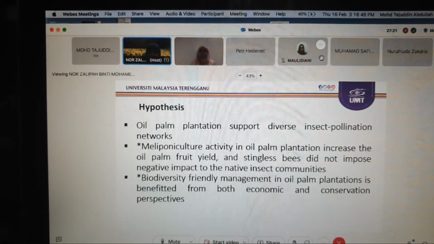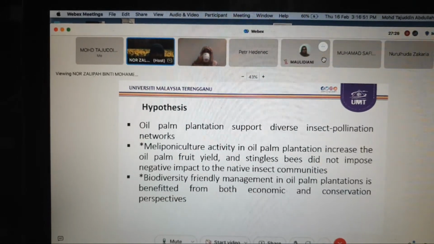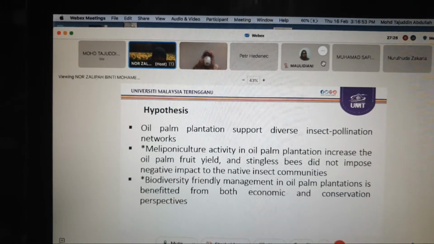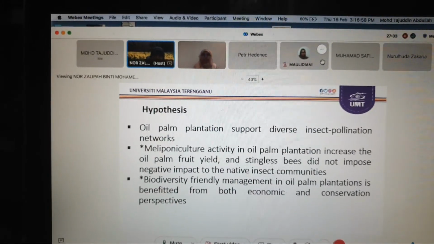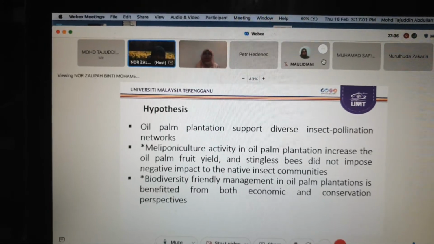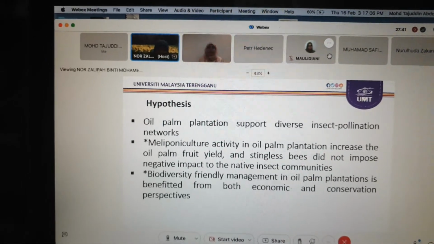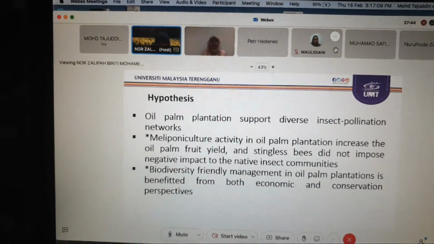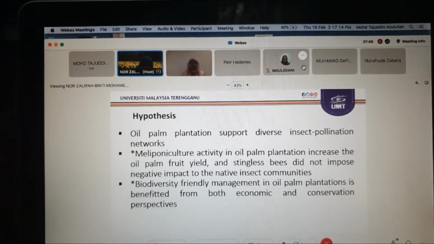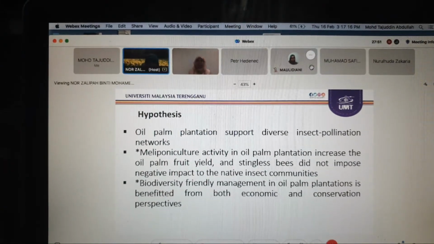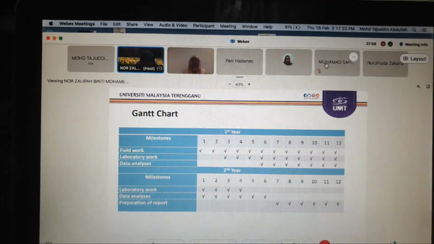And in terms of conservation, we hope that if we were to introduce the stingless bee in the oil palm plantation, because the food source is abundant, this will not disrupt the native or the resident insects in the oil palm plantation. So we hope that biodiversity friendly management in oil palm plantation can benefit both economic and conservation perspectives. So that's all. Thank you. That's just the idea.